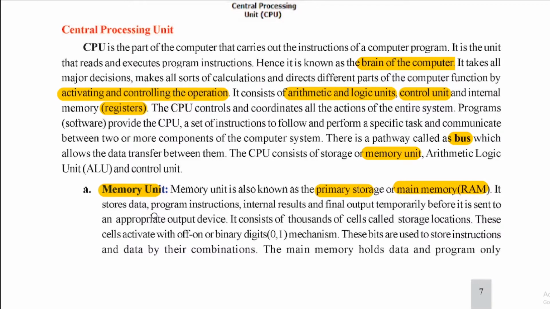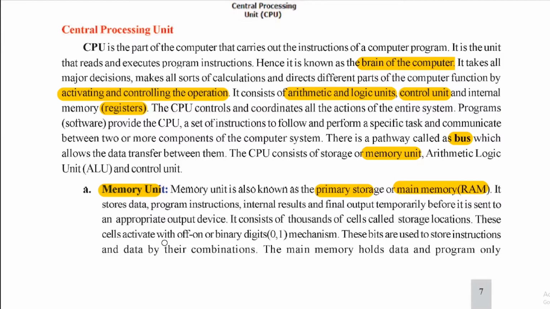It stores data, programs, instructions, internal results and the final output temporarily before it is sent to the appropriate output device. Why do we need this main memory? It stores the data and instructions which are currently being executed by the program. During execution, intermediate results are generated that we also store, and the final result is also obtained. They are stored temporarily until it is displayed on the screen or sent to the appropriate output devices. That is what we call primary or main memory.